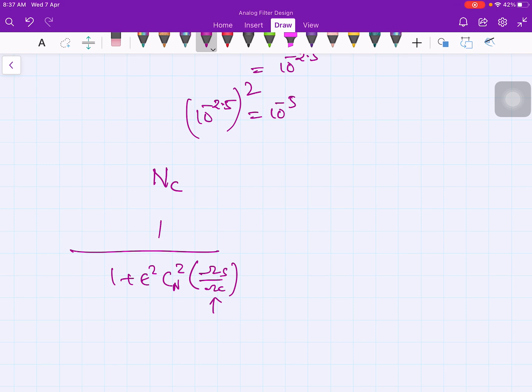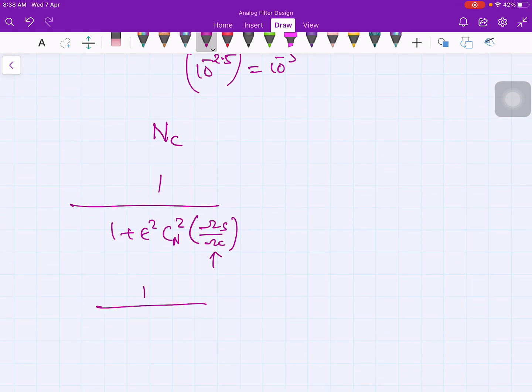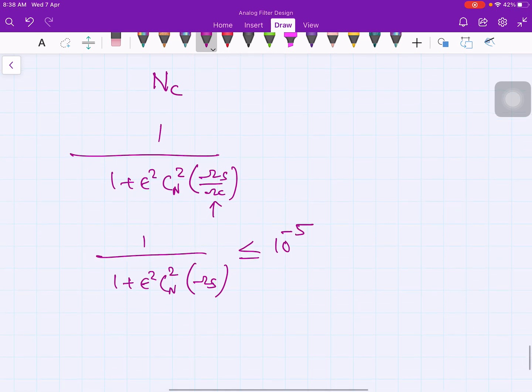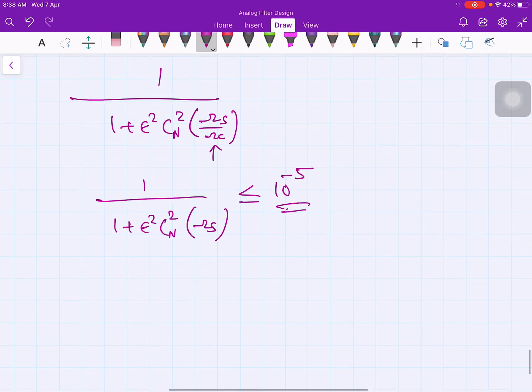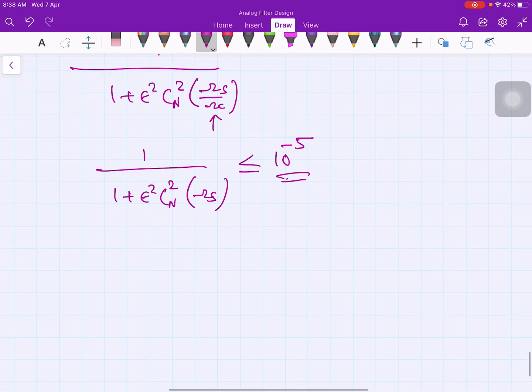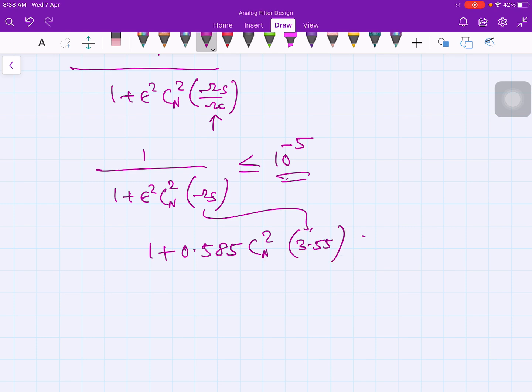So this is 1 divided by 1 plus epsilon squared Cn squared of omega s, and this should be less than or equal to 10 to the minus 5 at the stop band frequency. At stop band, this is the attenuation. With a little practice you will be able to write this without the intermediate steps. So if you simplify this, it is 1 plus 0.585 Cn squared of omega s, where omega s is 3.55, greater than or equal to 10 to the 5.